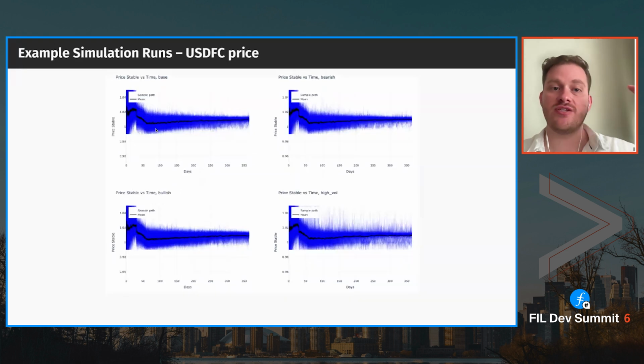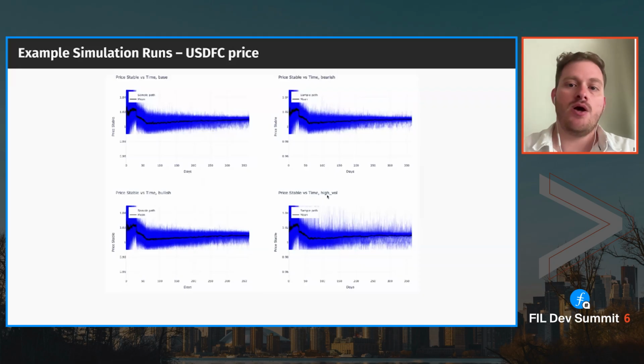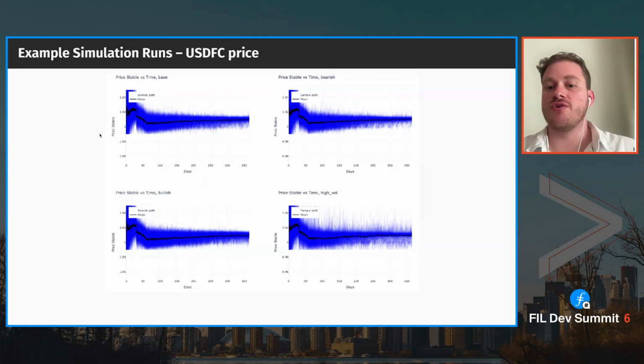So for example, for each of these market scenarios, the base one, the bearish, bullish, and high volatility, we can see how they affect the price stability of USDFC.